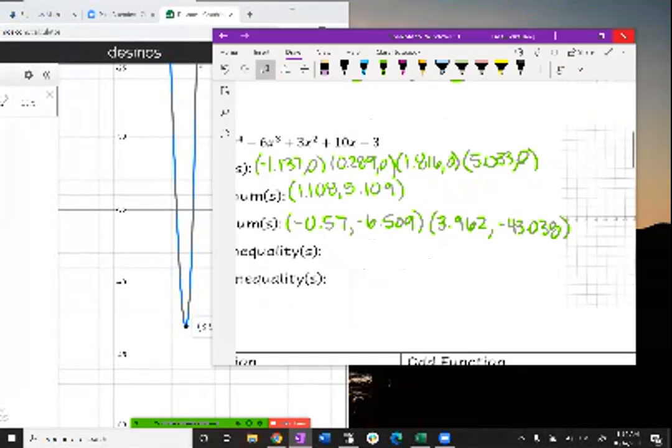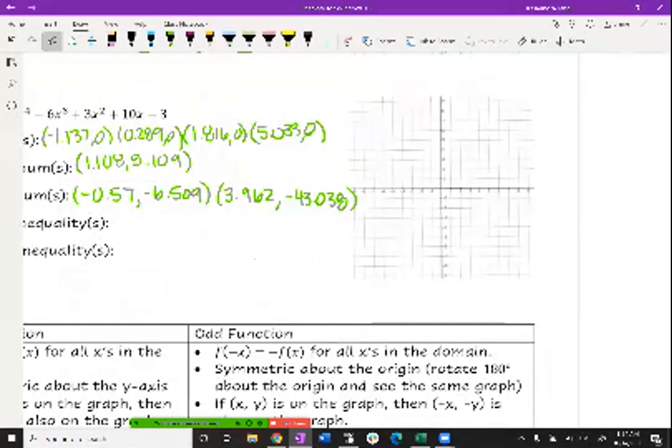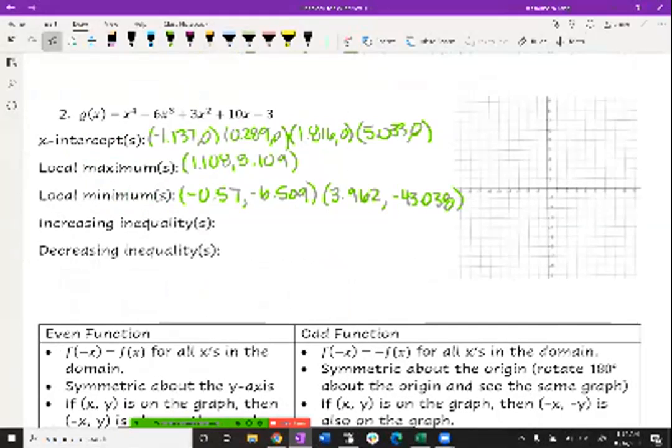I can use the maxes and mins to help me with my increasing and decreasing inequalities. So let's see, this one was down at negative 43. I'm gonna kind of just put that down here. We'll pretend like that's negative 43.